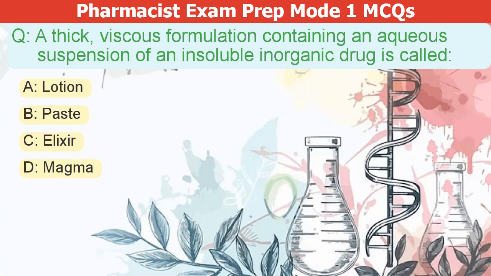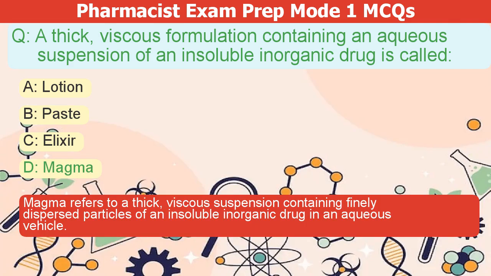A thick, viscous formulation containing an aqueous suspension of an insoluble inorganic drug is called A. Lotion. B. Paste. C. Elixir. D. Magma. The correct answer is D. Magma refers to a thick, viscous suspension containing finely dispersed particles of an insoluble inorganic drug in an aqueous vehicle.